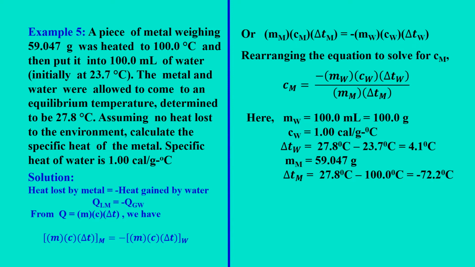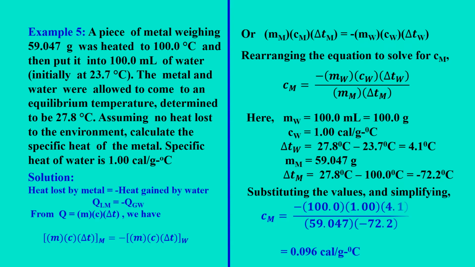The mass of the metal is 59.047 grams. The change in temperature of the metal is final minus original. So 27.8 minus 100.0 equals negative 72.2 degrees Celsius. So, substituting the values and simplifying, the specific heat of the metal is 0.096 calorie per gram per degree Celsius.